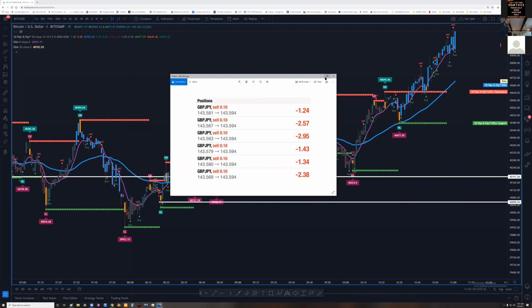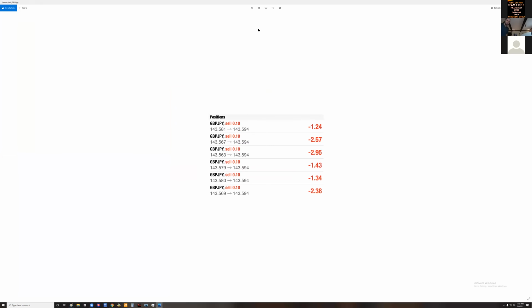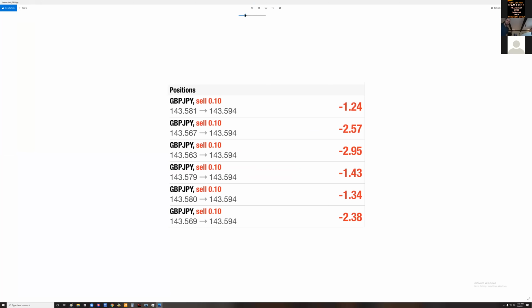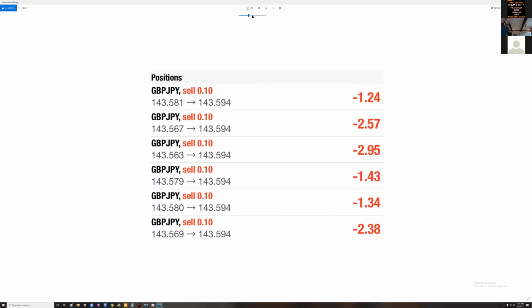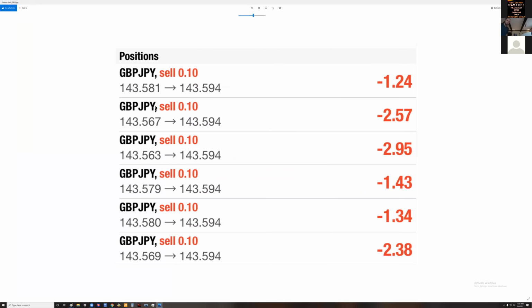Somebody asked me to tell them what I saw with these trades. I'm gonna make it bigger for a second. You can write it down. This is gonna be the beginning of our conversation. They took sell positions, which means they wanted the chart to go down. That's what that means. This 0.10 means they were trading at $1 a pip. They're in demo, so this was all practice.